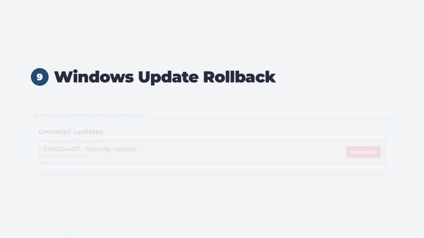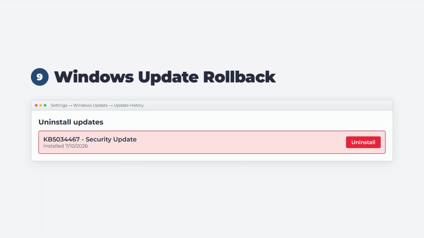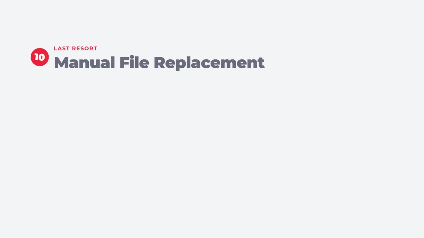If the error started after a Windows update, uninstall it. Go to Settings, Windows Update, Update History, Uninstall Updates. Remove the most recent one. You can also pause updates temporarily. This is the last resort.